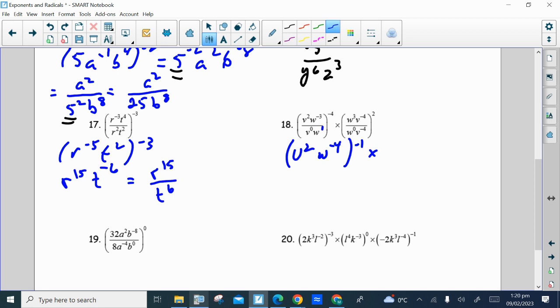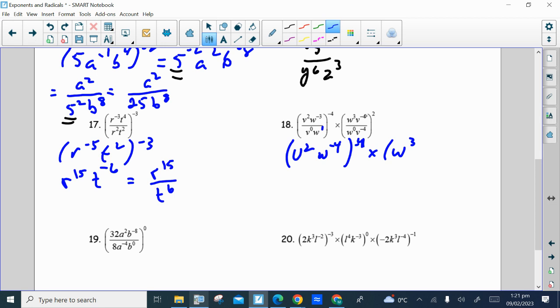In the second set of brackets, again, deal with what's inside the bracket. Divide the w's by subtracting the exponents. 3 minus 0 is 3. And when you subtract the v's, yes, Kenzie? Oh, thank you very much. Better?